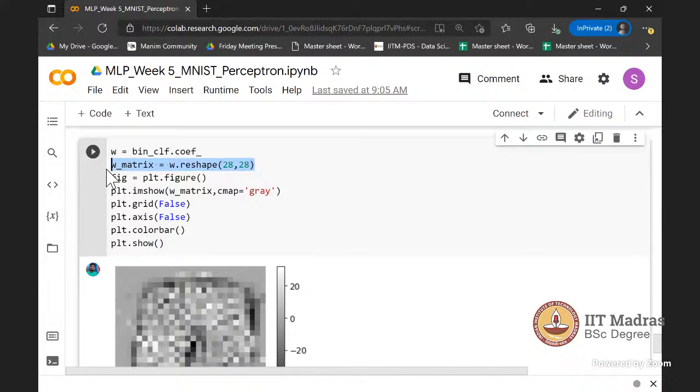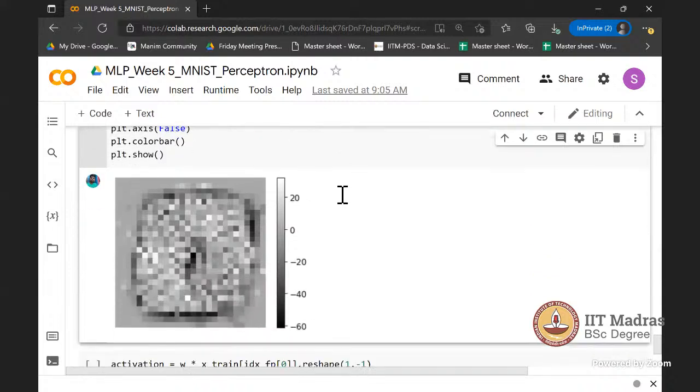But in that case also, say for example 10 cross 784, if you take W subscript 1, you will get 1 by 784. Then you can reshape it to 28 by 28, and you will see how 0 is learned, or if I want to see how 5 was learned, W subscript 5. Yes, absolutely. Okay, understood.